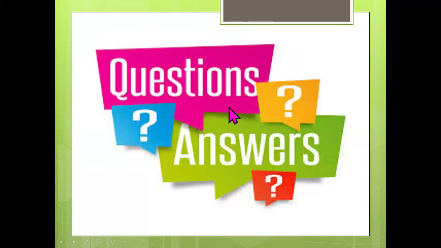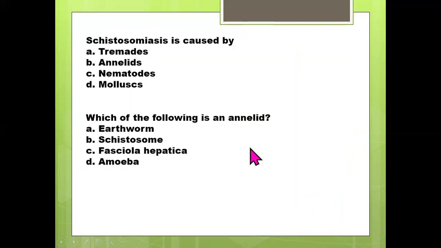So now it's time to quickly look at some few questions and we answer them based on what we discussed. For this question, it says schistosomiasis is caused by A, trematodes. Sorry, this is trematodes, not tremates. It's trematodes, okay? That's a spelling error. So it's trematodes, B, annelids, and C, nematodes, D, mollusk. So schistosomiasis is caused by what? This is a disease, and what organism causes schistosomiasis? So based on what we discussed, can you remember and answer the question?